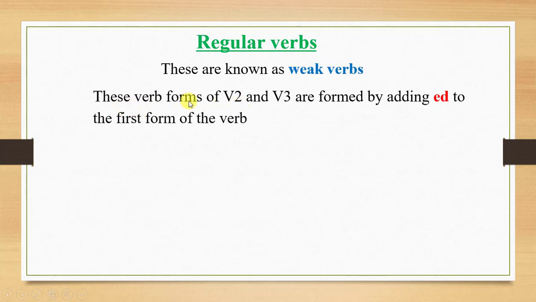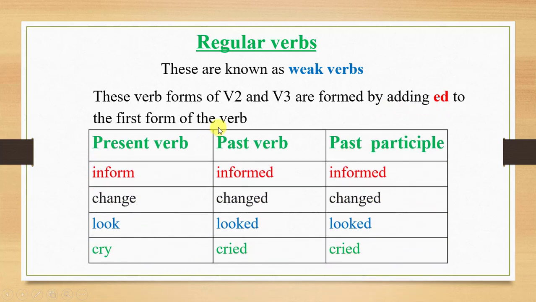The verb forms V2 and V3 are formed by adding ed to the first form of the verb, or base form of the verb. Observe the following table: present verb V1, past verb V2, past participle verb V3. Here in the table, I have given 4 verbs. Let us know one by one in detail.